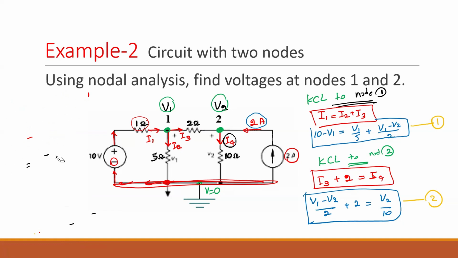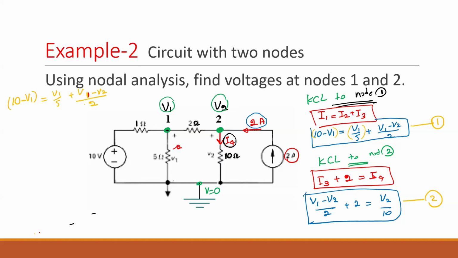We need to get rid of the denominator. So 5 and 2. If you times by 10, all these terms, I'm going to write the equation: 10 minus V1 is equal to V1 over 5 plus (V1 minus V2) over 2. So I'm multiplying all the terms by 10. When you multiply all the terms by 10, we have 10 times (10 minus V1) is equal to 10 times V1 over 5 plus 10 times (V1 minus V2) over 2. So this is what I have.